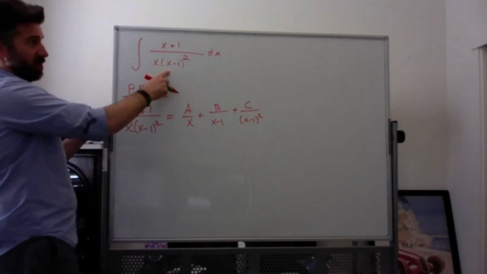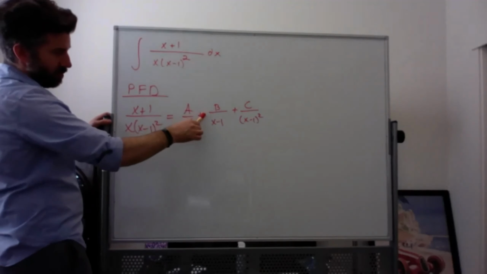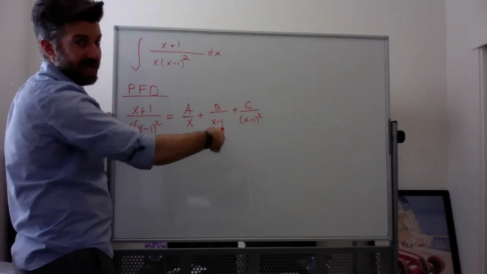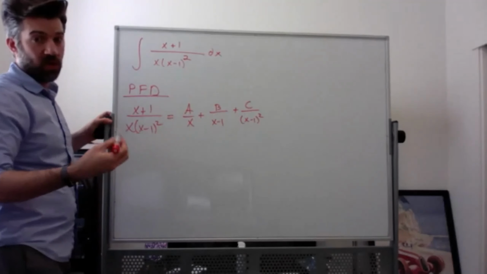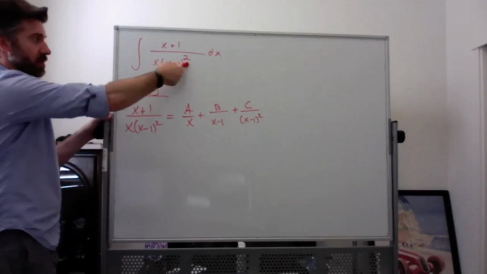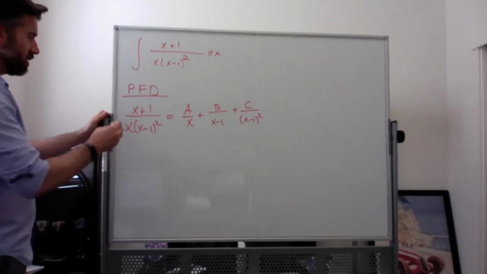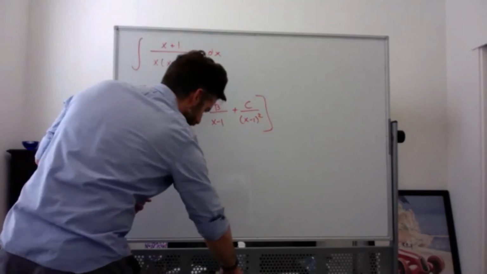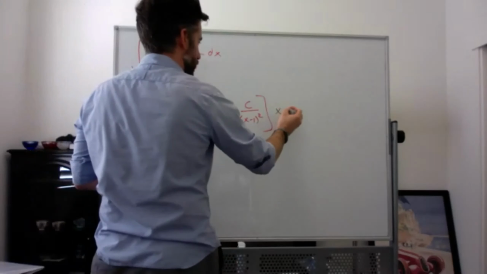If this was (x - 1) to the fourth, I would need b over (x - 1), c over (x - 1) squared, d over (x - 1) cubed, and e over (x - 1) to the fourth. You need all the lower powers up to the power that you have. And then we're going to do the same sort of thing we did last time. We're going to multiply everything by that denominator.